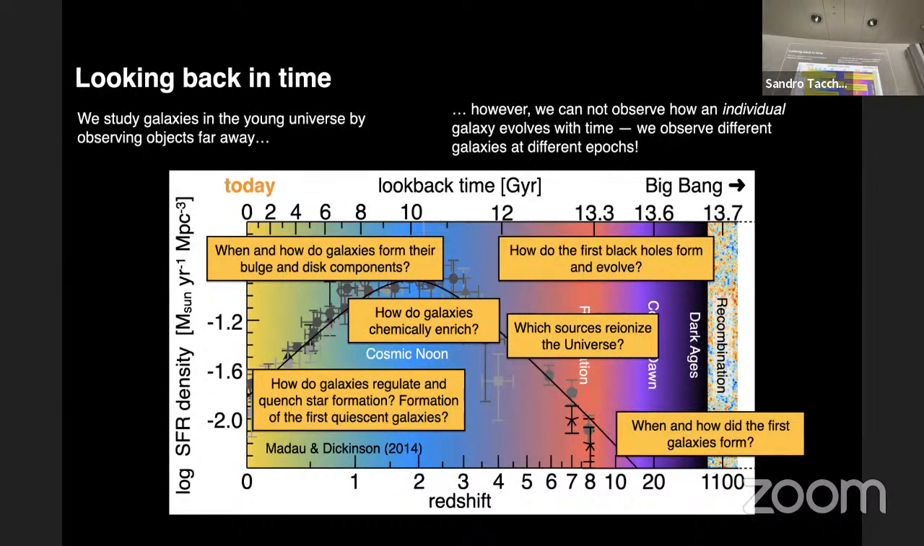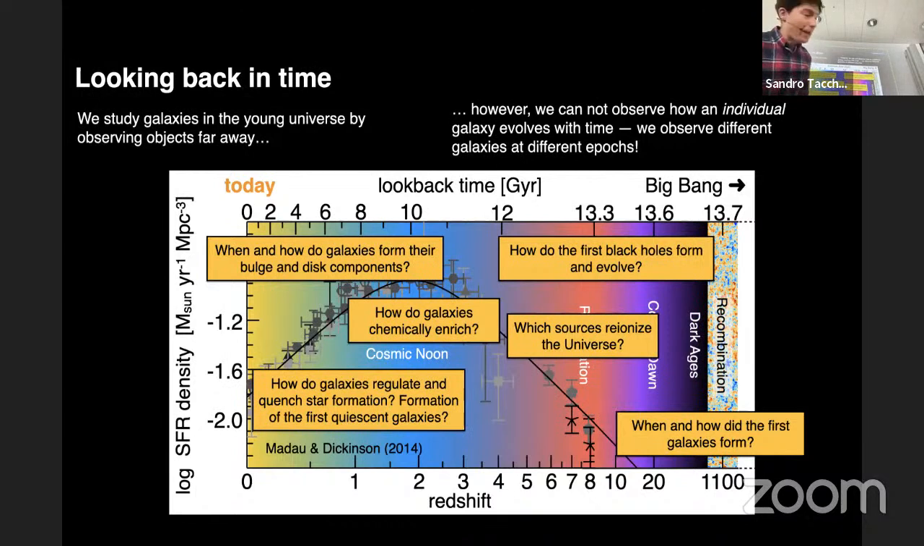For example, how do galaxies actually regulate their star formation? How do these feedback processes from stars and black holes lead to the evolution of galaxies? How do the quiescent galaxies evolve? How do galaxies chemically enrich and build up their elements? How does the morphology of galaxies evolve? And then when we move to earlier times, how did the first black holes and first galaxies form and evolve? And also, how do these different sources contribute to the reionization of the universe?